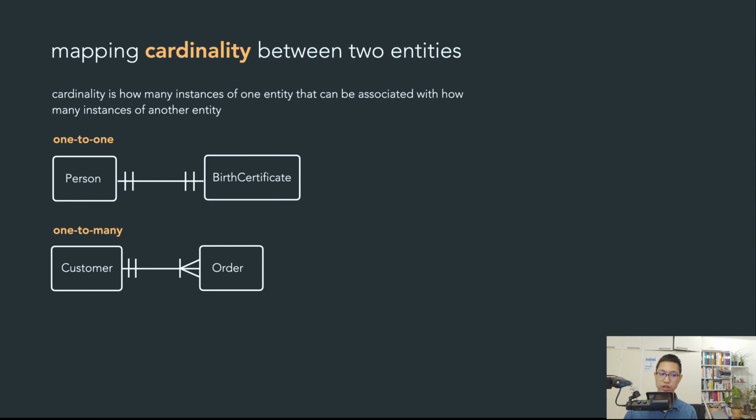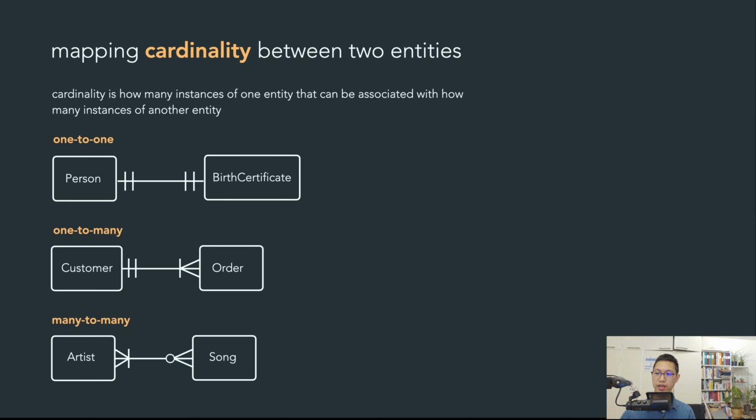And then we have one-to-many. So here, a customer can order one or many orders. An order is associated with one and only one customer. So this is one-to-many because one customer can have several orders. And if you read it in the other direction, from order to customer, then it's a many-to-one relationship.